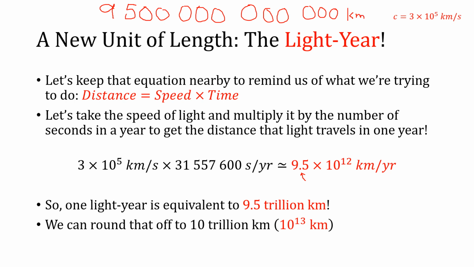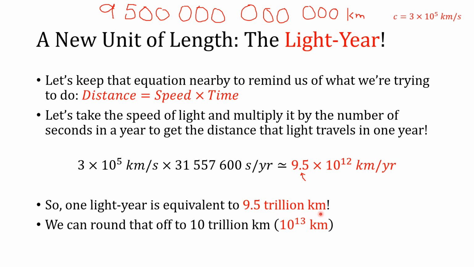So this would be the hundreds, this is the thousands, this is the millions, this is the billions, and this would be the trillions. So we've got 9.5 trillion kilometers here. So 1 light year is equivalent to about 9.5 trillion kilometers.